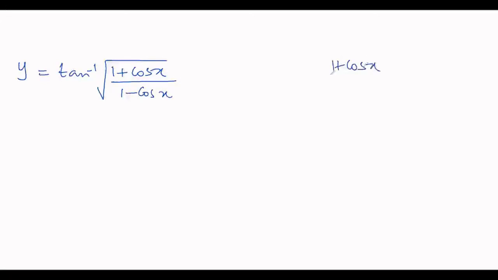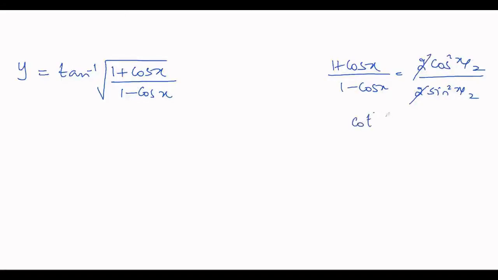y is equal to tan inverse of square root of (1 plus cos x) divided by (1 minus cos x). So let me simplify the terms here. 1 plus cos x divided by 1 minus cos x. Numerator is 2 cos squared x by 2. Denominator 2 sin squared x by 2. 2 gets cancelled. Cos by sin is cot. So I can write this as cot squared x by 2. What is square root of this? Will give me cot x by 2.